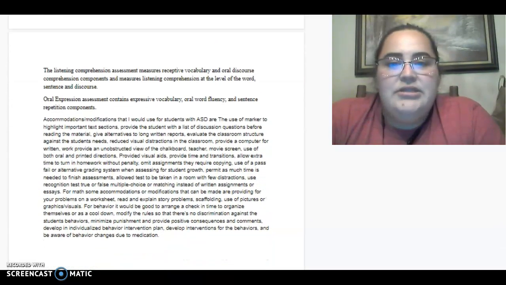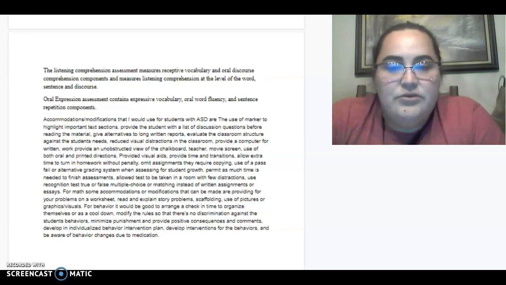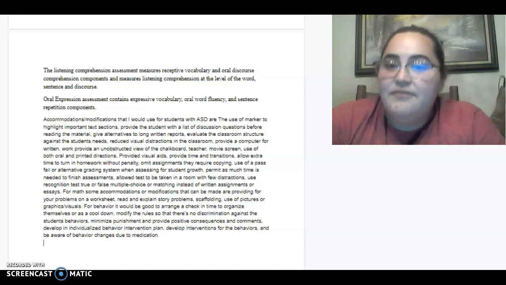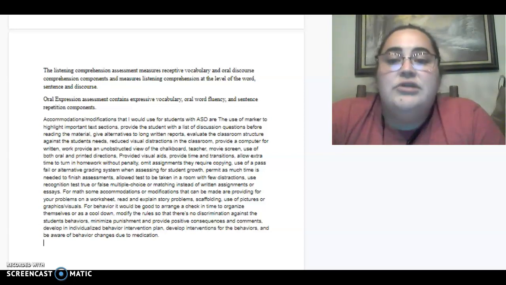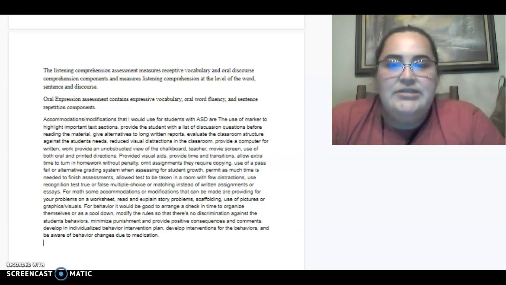The listening comprehension assessment measures receptive vocabulary and oral discourse comprehension components and measures listening comprehension at the level of the word, sentence, and discourse. Oral expression contains expressive vocabulary, oral word fluency, and sentence repetition components.